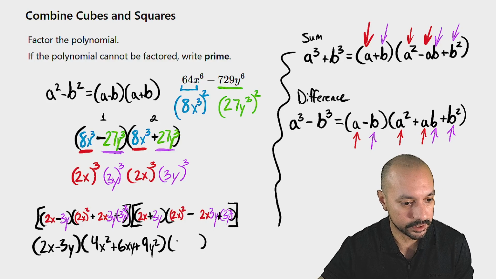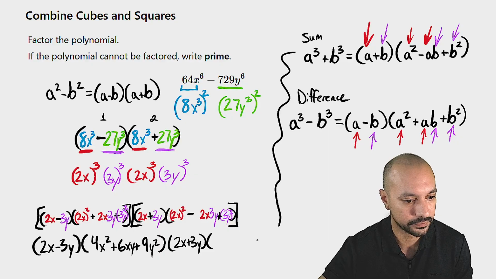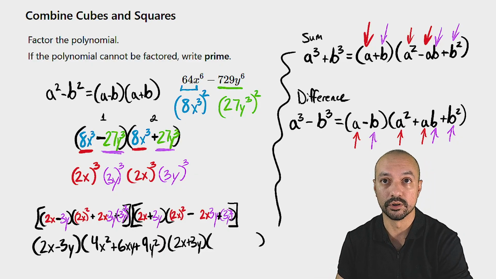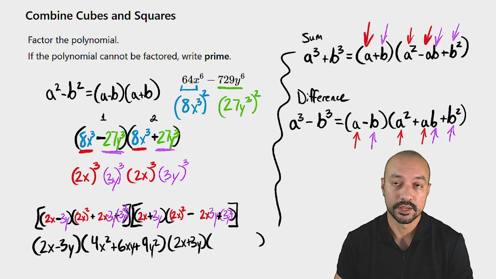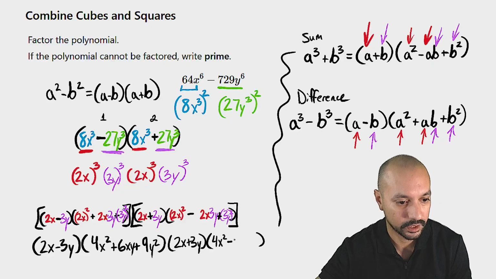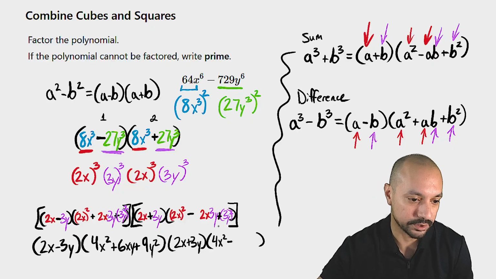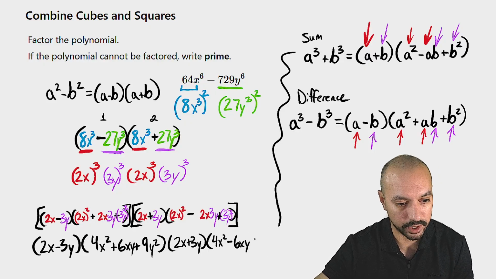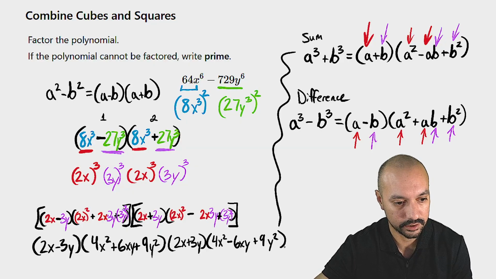Then I have another parentheses, 2x plus 3y. And then we have another one that we need to clean up. So 2x squared, that's going to be 2x times 2x. That gives me 4x to the second power. 2x times 3y gives me 6xy. And 3y squared gives me 9y squared.